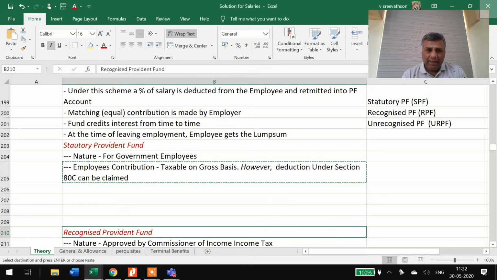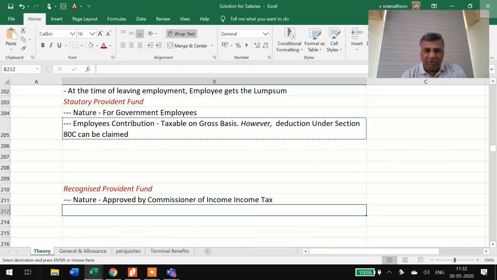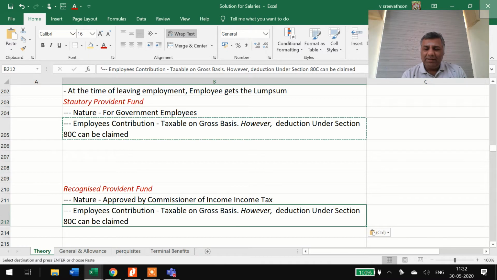Similarly, for RPF also the same. Taxable as gross salary. Please write it again.